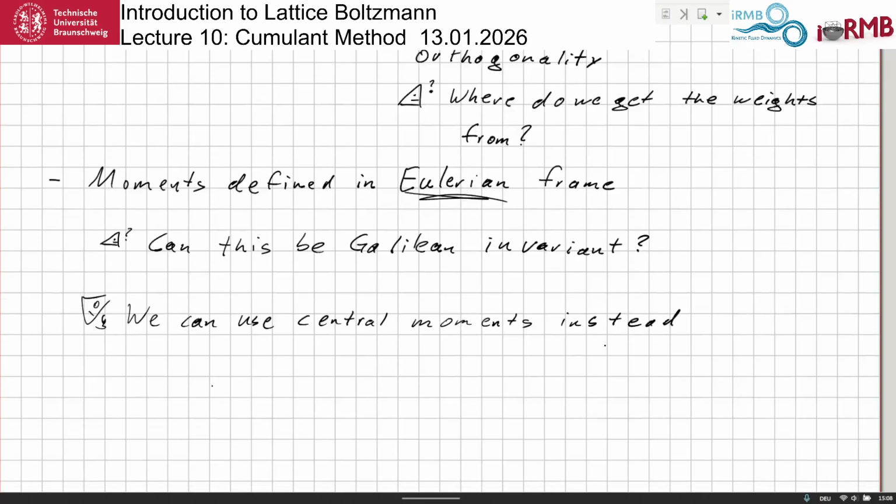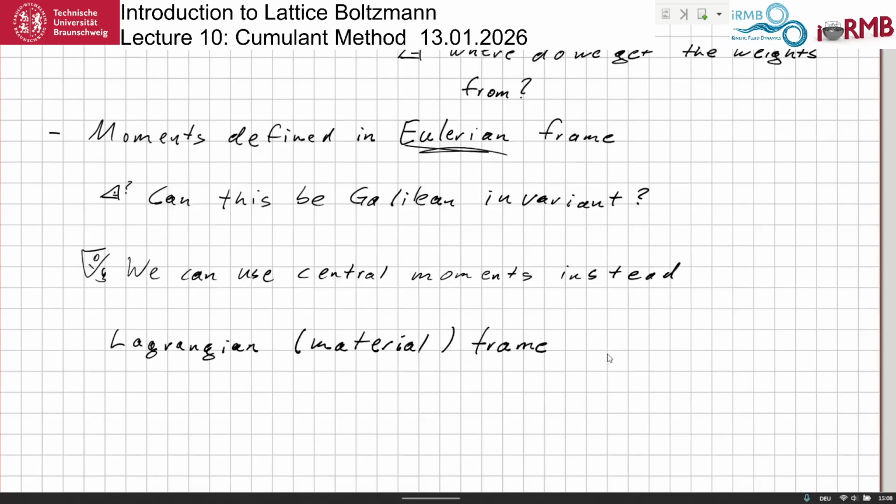So what are central moments? Central moments are moments taken in a Lagrangian frame. And this is the material frame. So let's compare this. What we call raw moments are the ones that we have in the Eulerian frame.